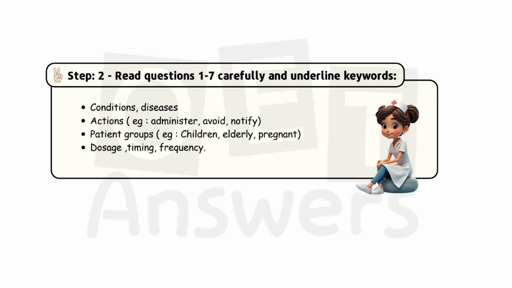Then after that, patient groups. Patient groups like children, adults, elderly, pregnant. So vulnerable and non-vulnerable groups will be included. That should be underlined. And dosage, timing, frequency.